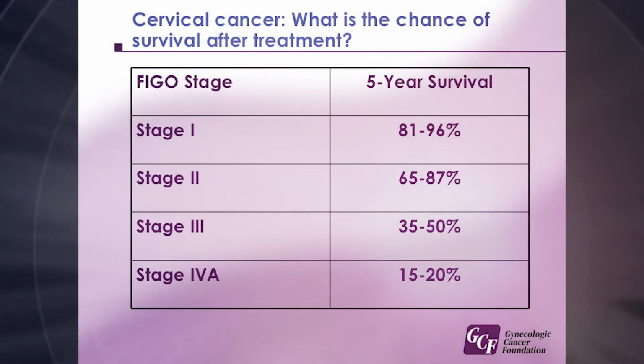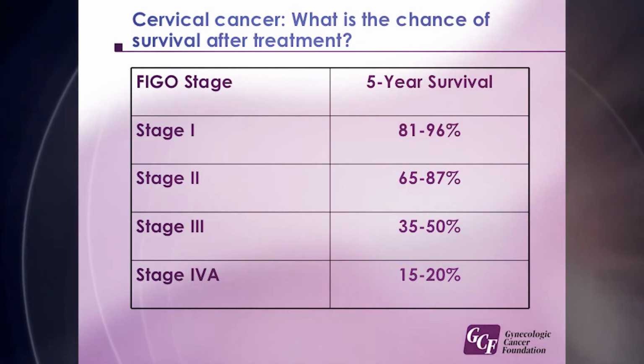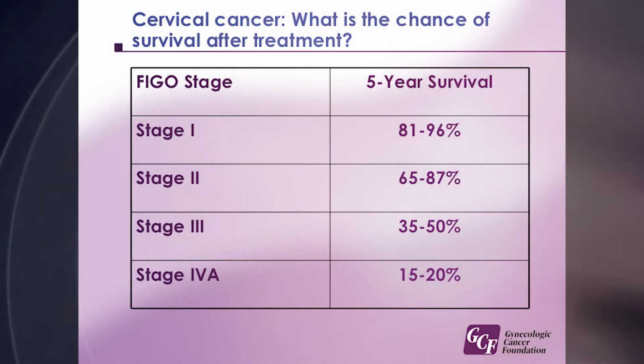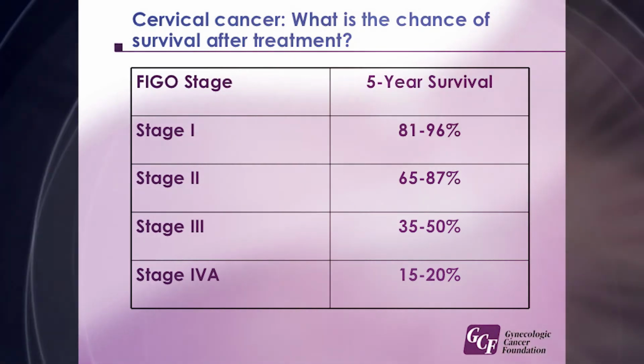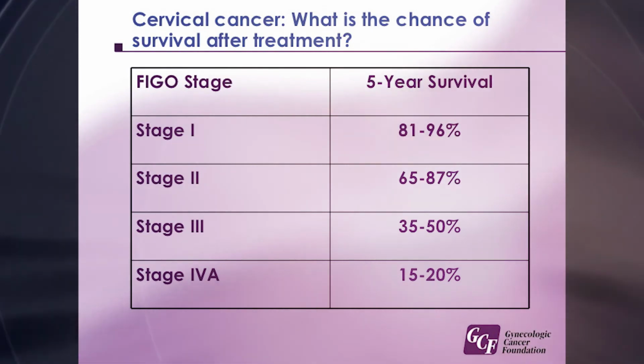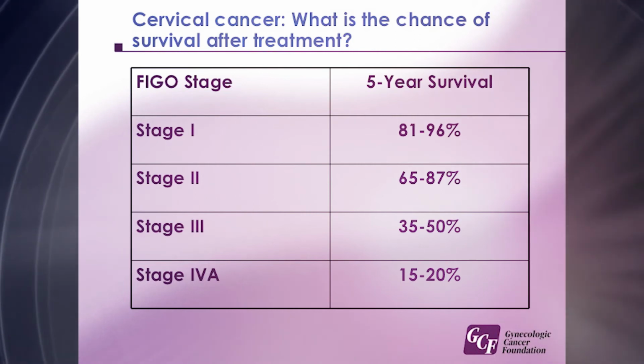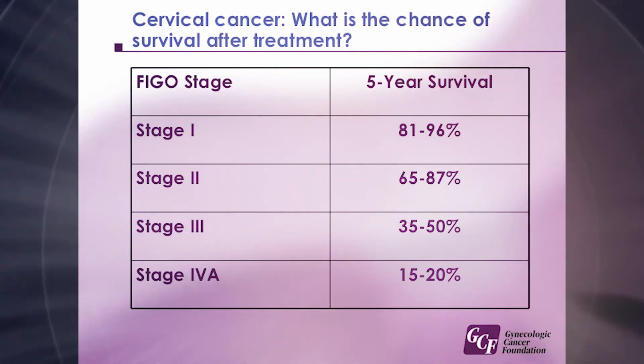On the chart that is shown right now, this is the survival rate after treatment. You've got stage 1, which is 81 to 96%, stage 2, 65 to 87%, stage 3, 35 to 50%, and stage 4A, 15 to 20%.